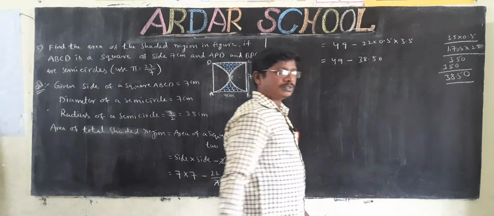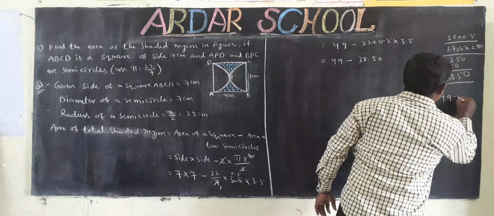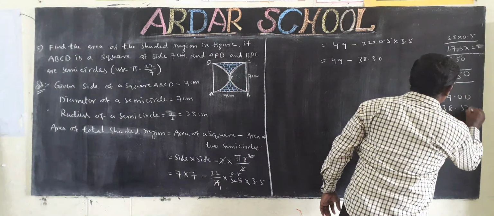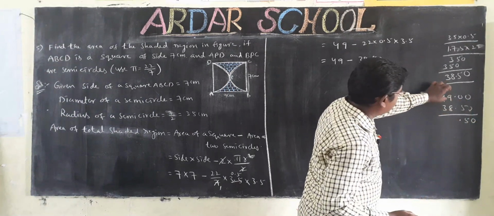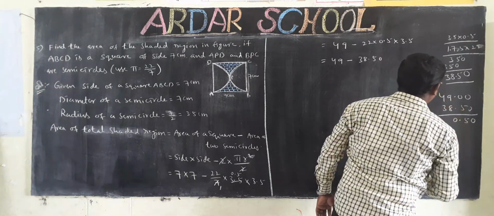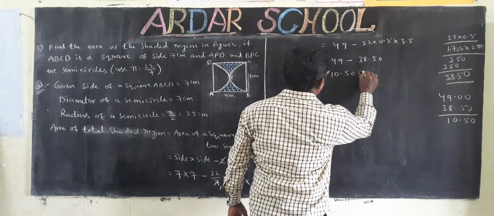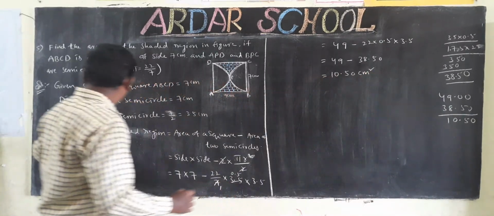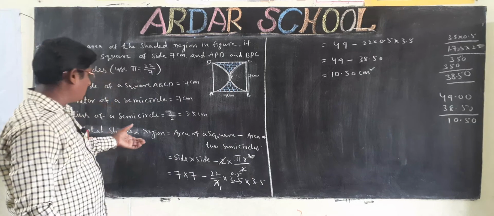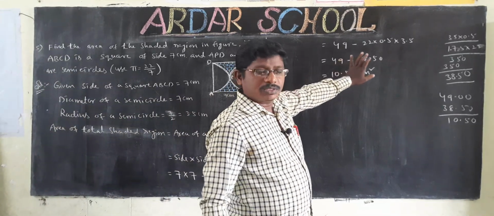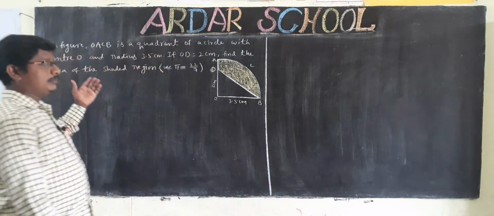38.50. Now we have to subtract these two, 49.00 minus 38.50. Here 10 minus 5 is 5, 8 minus 8 is 0, 4 minus 3 is 1. That is 10.50 centimeter square. This is the area of the total shaded region. Total shaded region means this one. So the area of the total shaded region is 10.50 centimeter square.